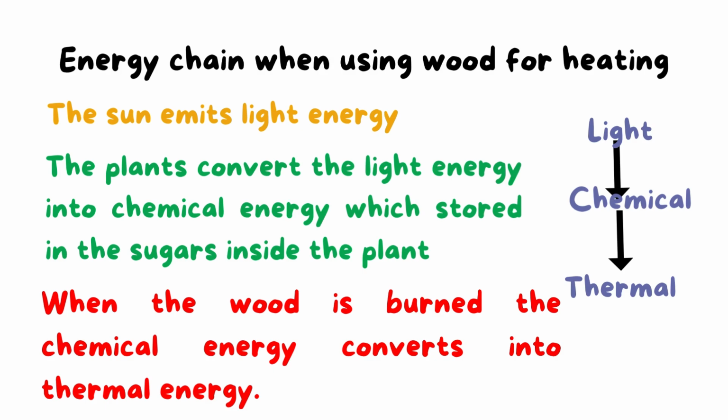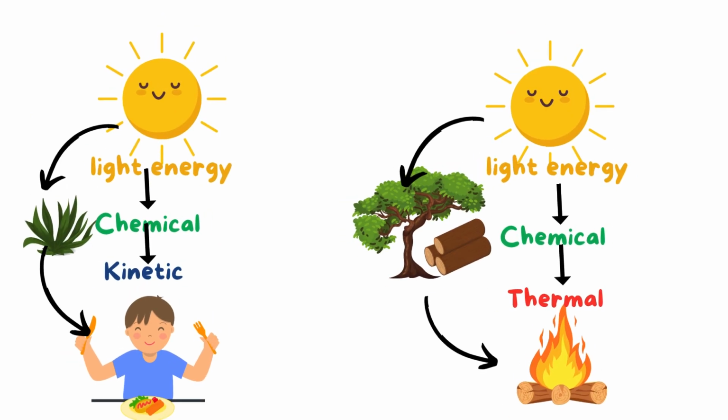Then what happens when the wood is burned? The chemical energy converts into thermal energy. So we have light energy that transforms into chemical energy stored in the plant, and then it changes into thermal energy. Is it nice? So from these two examples that we said about the energy chain, first, the sunlight changes into chemical energy, and then kinetic energy when we eat this plant, and the second example, when we use wood for heating.